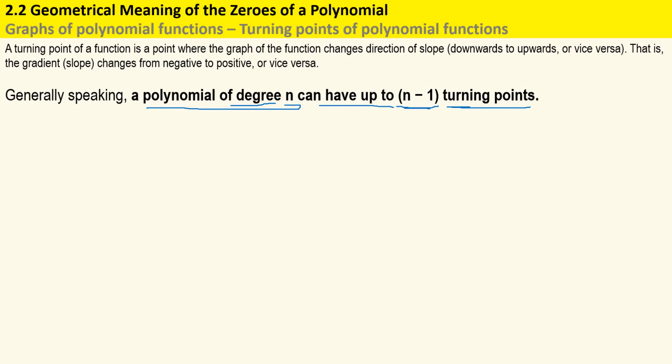But what are those turning points? A turning point of a function is the point where the graph of the function changes the direction of the slope. So if the slope were downwards, then the turning point is the point where the slope starts becoming upwards, or vice versa. Vice versa means that the slope might be turning upwards, and then when the turning point comes, the slope turns downwards. In other words, we can say that the gradient of the function changes from negative to positive or positive to negative.